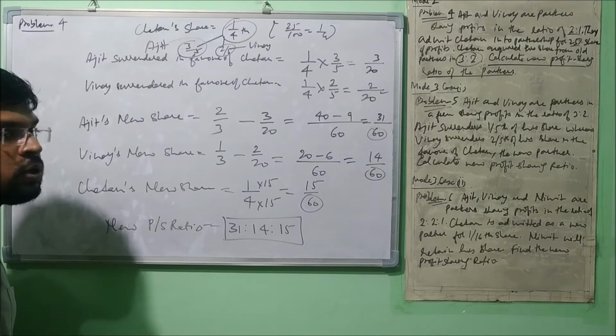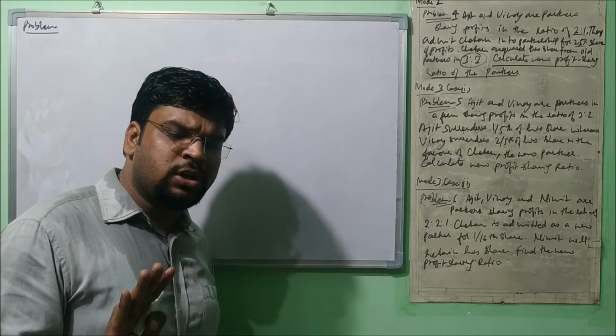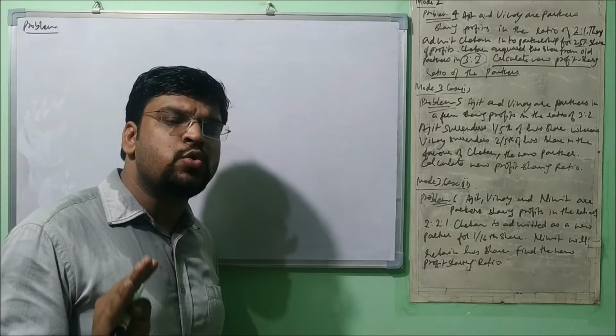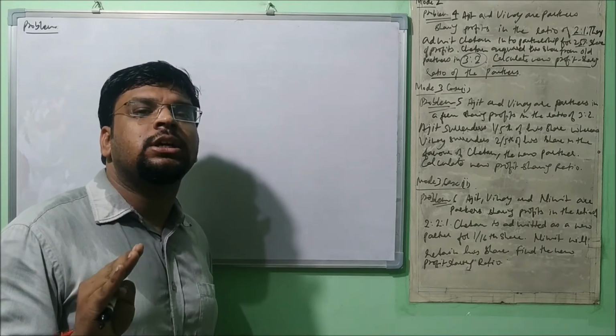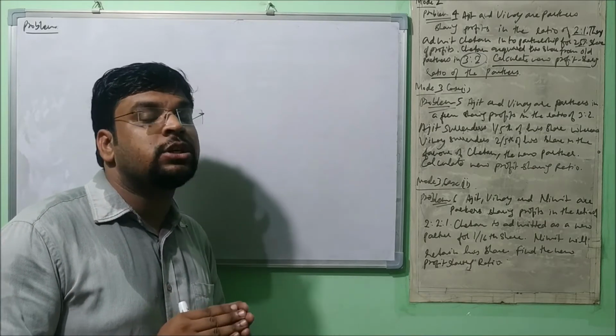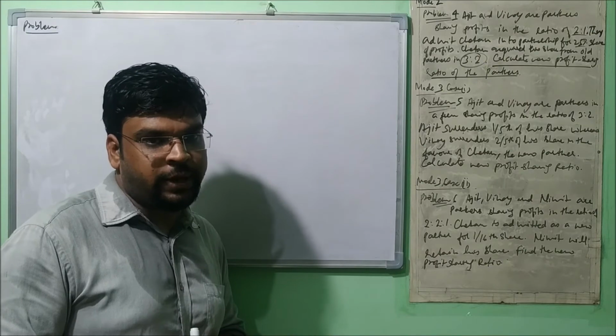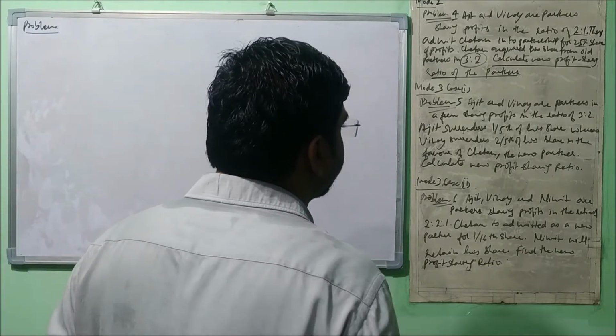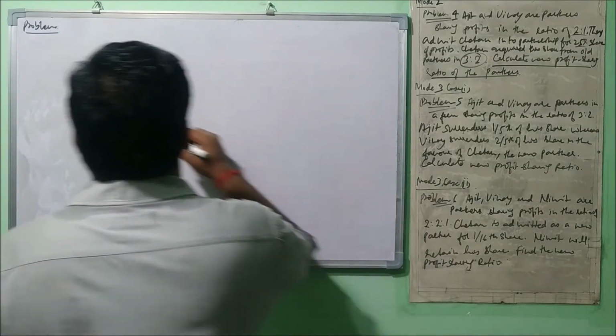Now let's move on towards mode 3. What was mode 3 all about? It was all about a new partner getting a share in a particular fraction of an old partner's share. So let's see whether that condition is being applied here or not. That is problem 5.